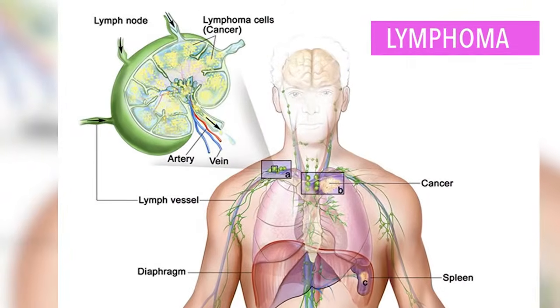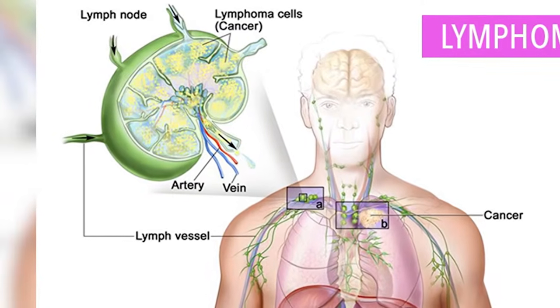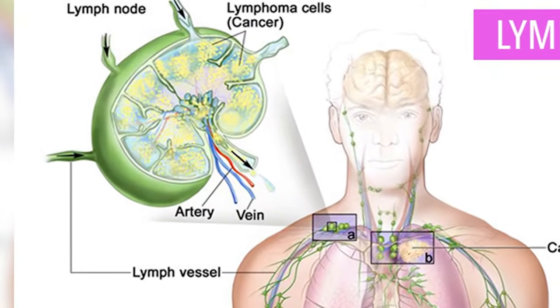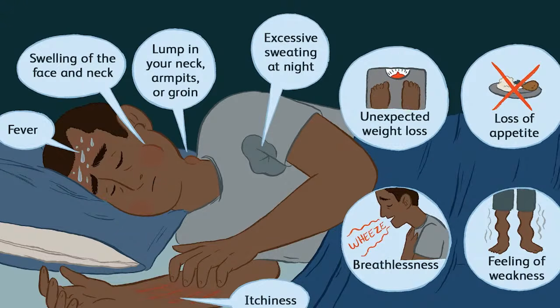Lymphoma is a cancer of the lymphatic system, which can affect the lymph nodes, spleen, and other organs. Symptoms include swollen lymph nodes, fever, night sweats, weight loss, and fatigue.